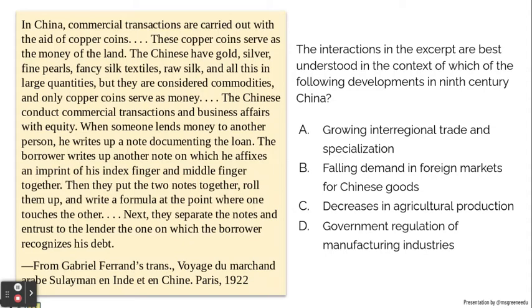So the interactions in the excerpt are best understood in the context of which of the following developments in 9th century China? So go ahead and pause the video and read over those, come up with an answer in your mind, and then unpause it.